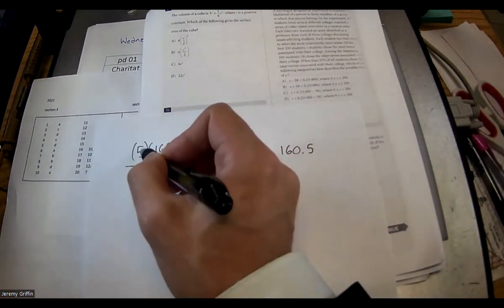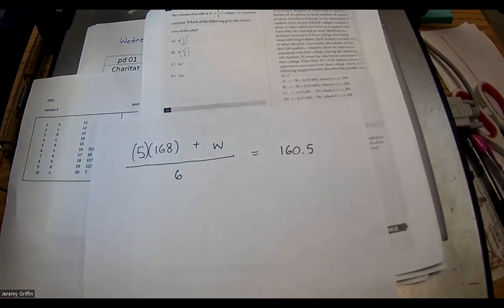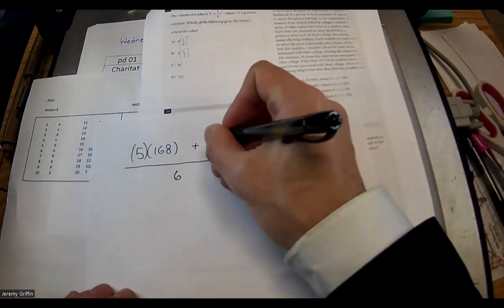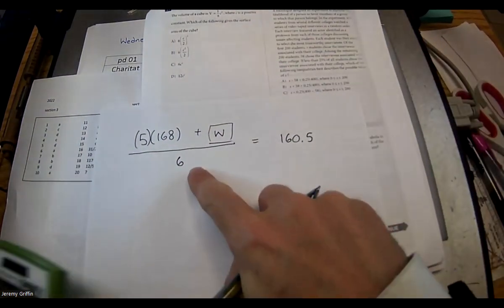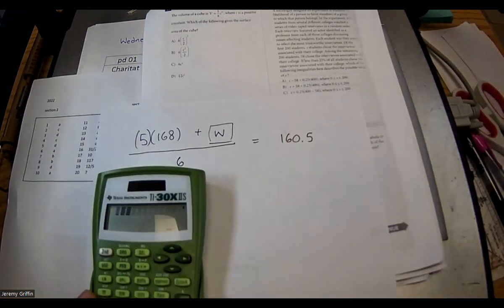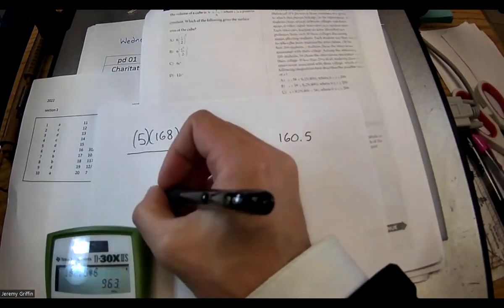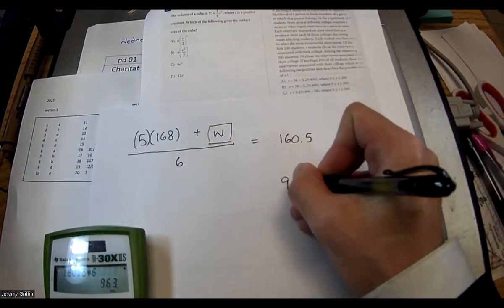So these 5 people have an average of 168. Add all of them up, throw in the 6th person, and then divide by 6, and you get the average of 160.5. From here, I bet you guys can solve this, but just for completion, cross multiply the 6: 160.5 times 6 is 963.